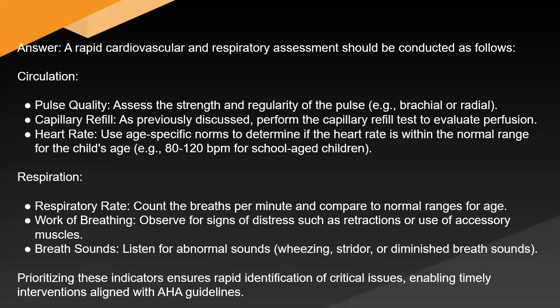Respiration, respiratory rate: count the breaths per minute and compare to normal ranges for age. Work of breathing: observe for signs of distress such as retractions or use of accessory muscles. Breath sounds: listen for abnormal sounds, wheezing, stridor, or diminished breath sounds. Prioritizing these indicators ensures rapid identification of critical issues, enabling timely interventions aligned with AHA guidelines.